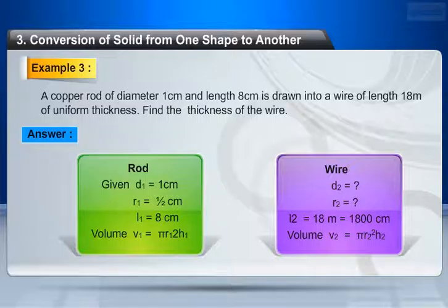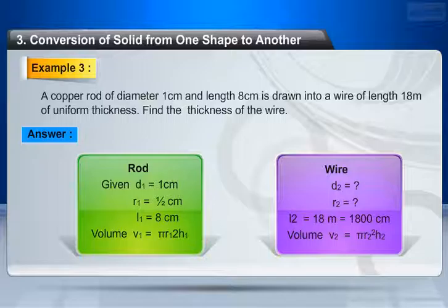On substituting the values of R1 equals 1 by 2 centimeters and H1 equals 8 centimeters, we have pi into 1 by 2 square into 8. This is equal to 2 pi. Therefore, volume of the copper rod V1 equals 2 pi centimeters cube. And we have volume V2, that is, volume of wire equals pi R2 square into H2. On substituting the value H2 equals 1800 centimeters, this is equal to pi into R2 square into 1800. Therefore, volume V2 equals pi into R2 square into 1800 centimeters cube.